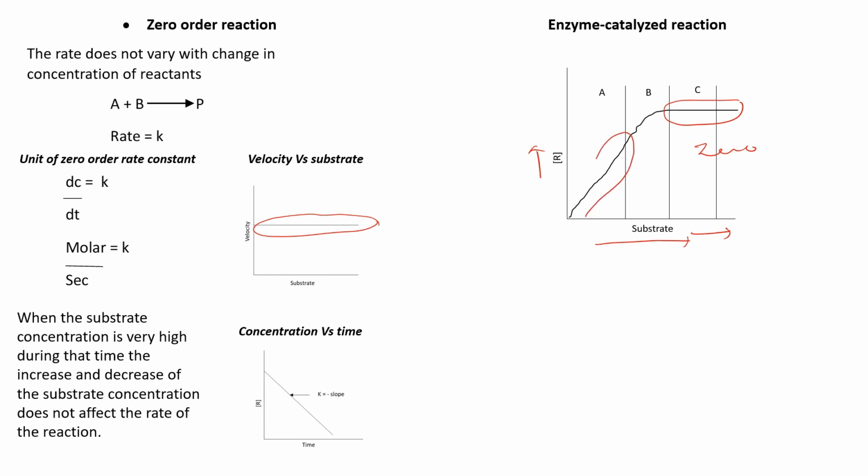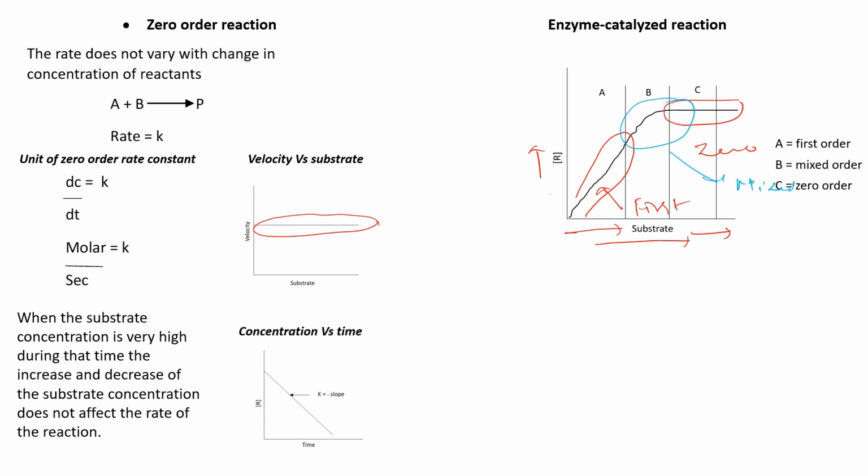A part, when the substrate concentration is low, in that situation when it is increasing, it affects the rate of reaction like a first order reaction. What about part B? This part B is not resembling exactly any order reaction. So this comes under mixed order reaction, greater than A, lesser than C. So in case of enzyme catalyzed reaction, we can see first order reaction, mixed order reaction, and zero order reactions.